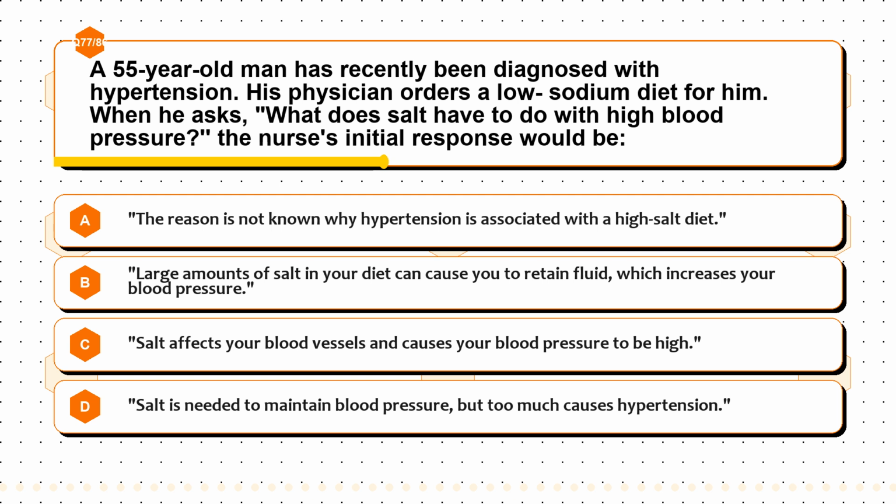Option A. The reason is not known why hypertension is associated with a high-salt diet. Option B. Large amounts of salt in your diet can cause you to retain fluid, which increases your blood pressure. Option C. Salt affects your blood vessels and causes your blood pressure to be high. Option D. Salt is needed to maintain blood pressure, but too much causes hypertension.